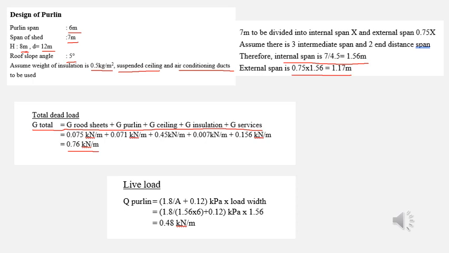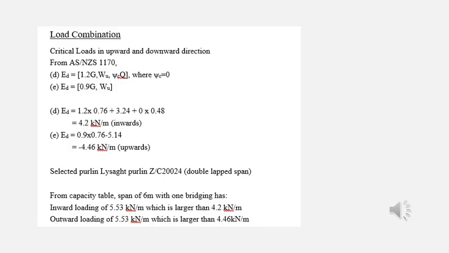For live load, the formula is 1.8 divided by area plus 0.12 times the load width, and in the end we got 0.48 kilonewton per meter. Now that we have calculated the load, the dead load and the live load, we have to choose one of the roof purlin design and check whether it is safe to use. To do that, we calculate the load combination to get the inwards and upwards load.